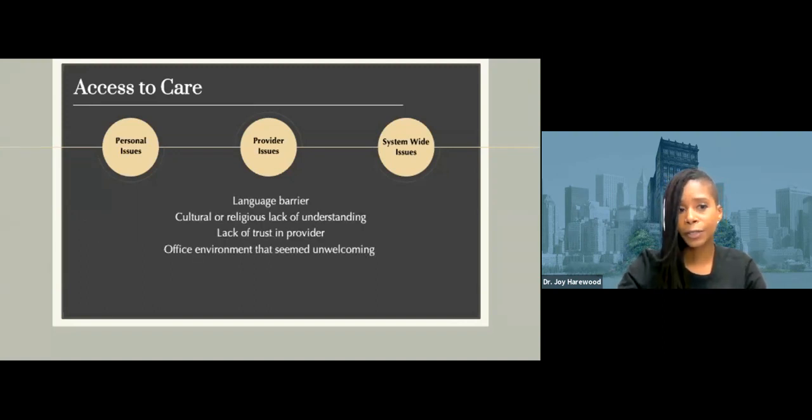There are also provider issues, and this is something that we can control, and I will get into it in the latter half of the presentation in terms of how we can mitigate this. But language barriers are huge. There's so much evidence specifically in the hospital setting where there are a lot of medical errors that are related to a language barrier. People could not understand and were not taking the right medications or not following the right recommendations. There's cultural or religious lack of understanding.